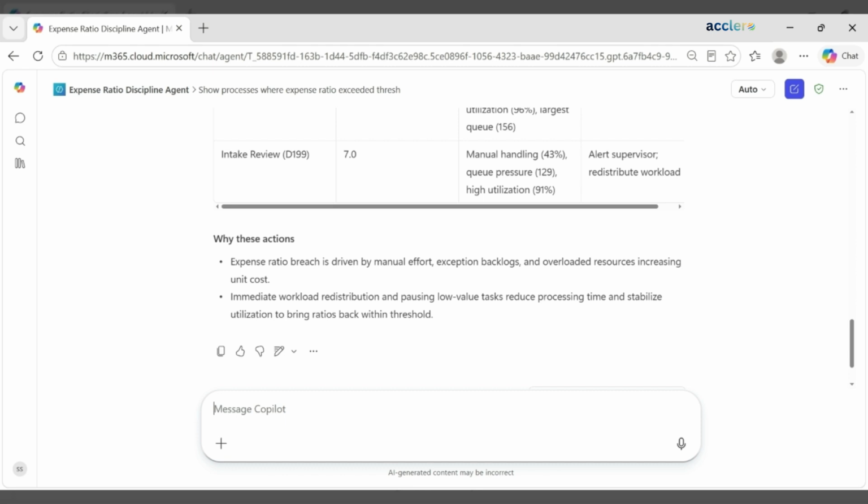So these combined inefficiencies cause the expense ratio to breach the operational guardrails during the execution. So here the expense ratio stabilizes without the reactive cost cutting, ensuring the discipline during the execution itself.